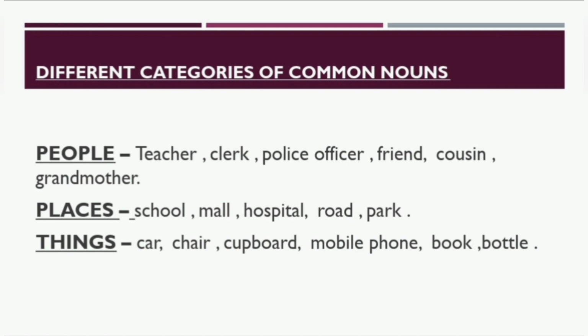Then come places. In places, what do we have? Like school, it could be any school, right? Saint Xavier School, Saint Patrick's School, mall, hospital, road, or park. Then we have things such as car, chair, cupboard, mobile phone, bottle, book, etc. So all these categories refer to the general category of names of people, places, animals, things, or ideas.